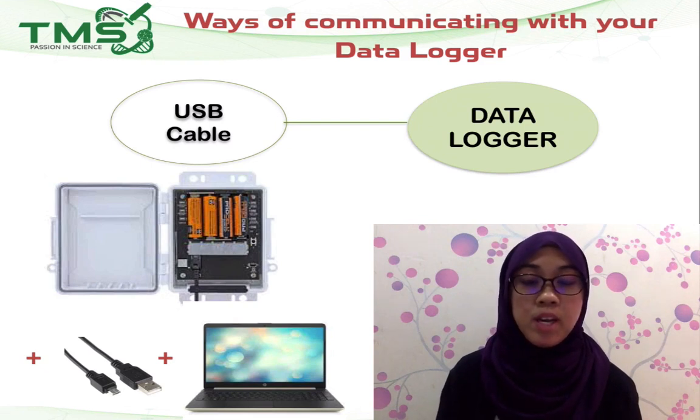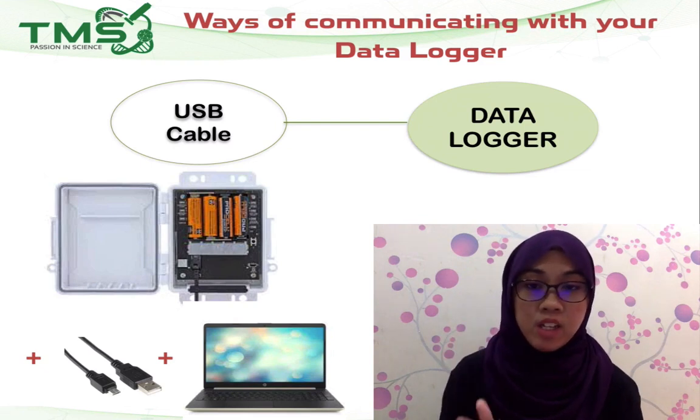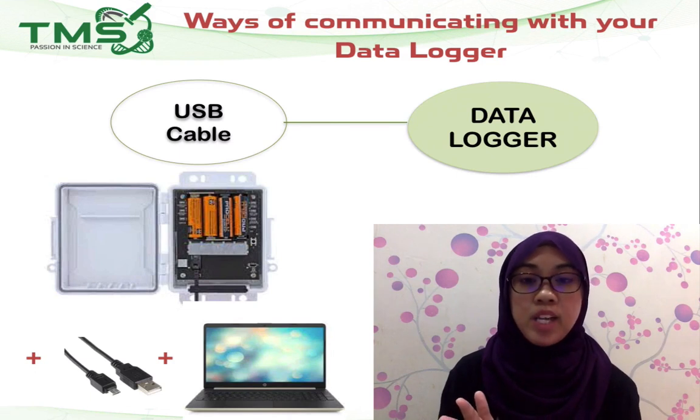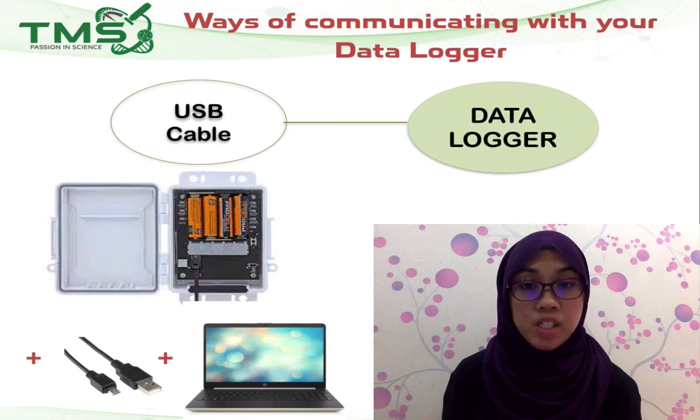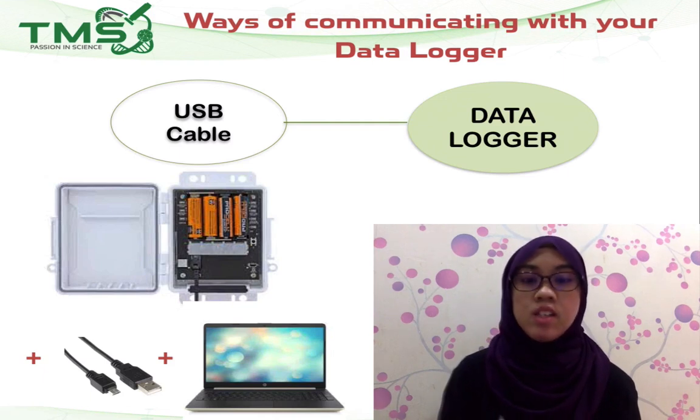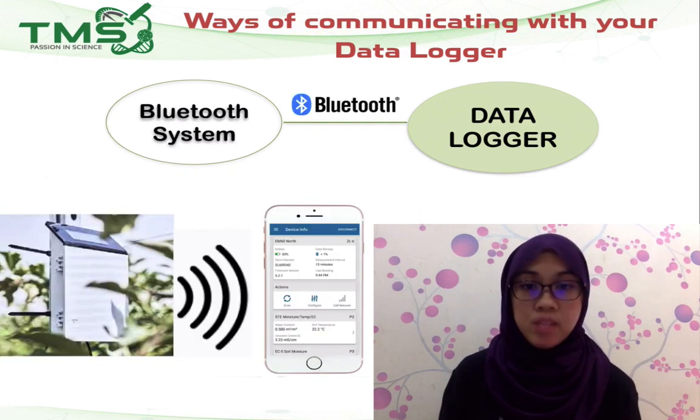You just plug the USB cable from the data logger into your laptop. You can either bring your laptop to the field, or bring the logger back to your office to download the data. This is a more traditional way to download data. Next is the Bluetooth system, which is more advanced than the USB cable. You won't need any cable. You just bring your smartphone and download the data from there, by Bluetooth. You can download the data from within a 30 meter range of your data logger.